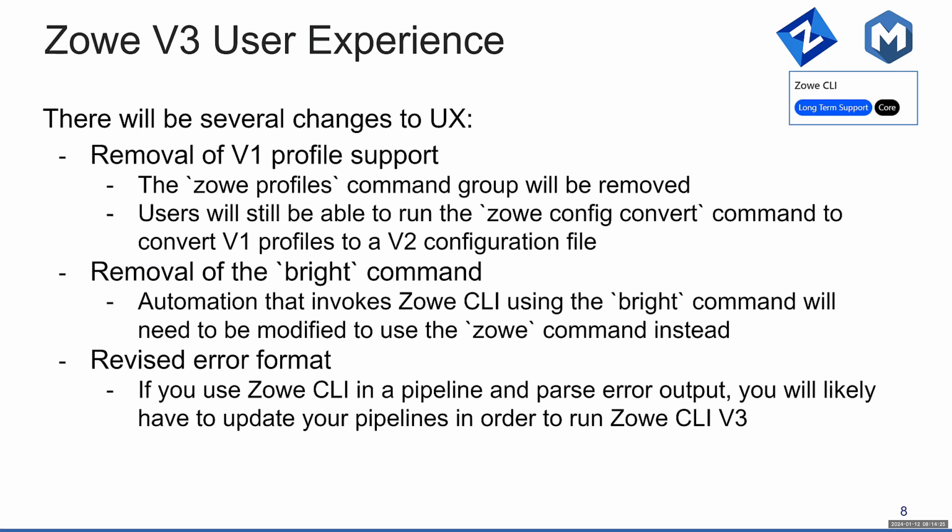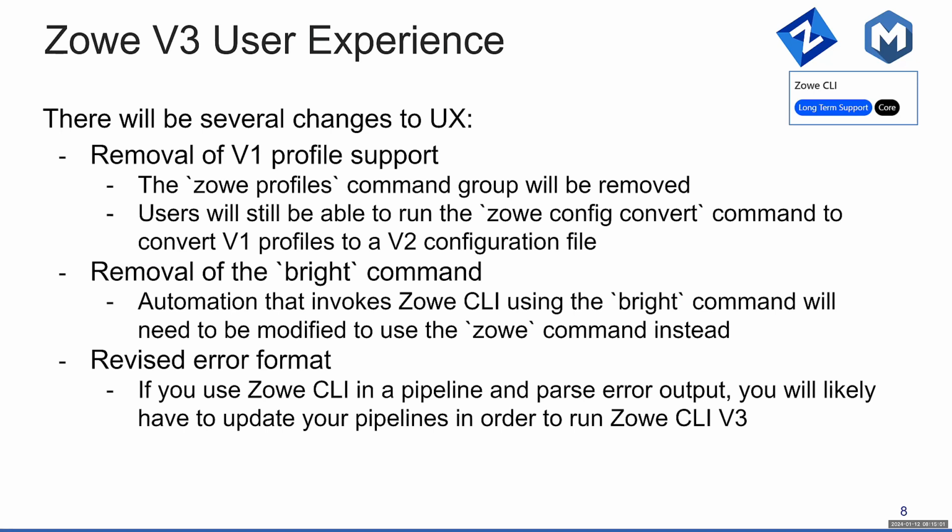And then we have the removal of the bright command. Initially, Zowe CLI was called the Brightside CLI, and users would run commands by typing something like bright files create dataset, for example. It no longer makes sense to use the bright command to run Zowe CLI, so that ability has been removed in v3. So if you have scripts or other automation that invokes Zowe CLI using the bright command, you'll need to update those scripts to use the zowe command instead.